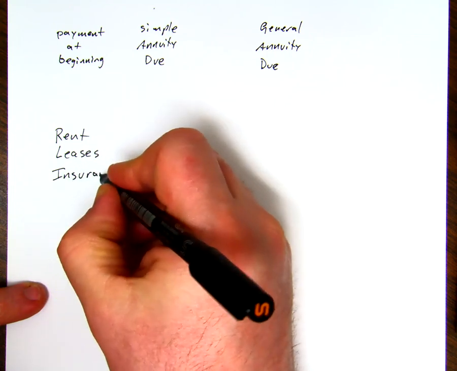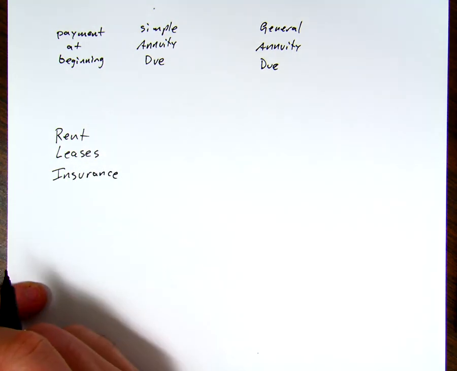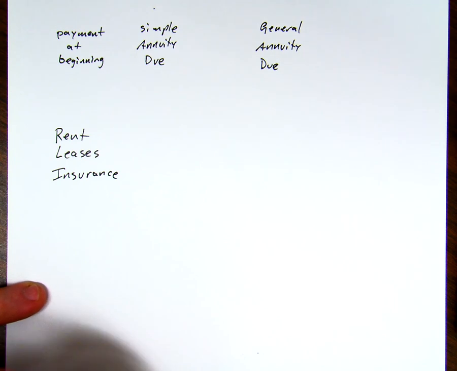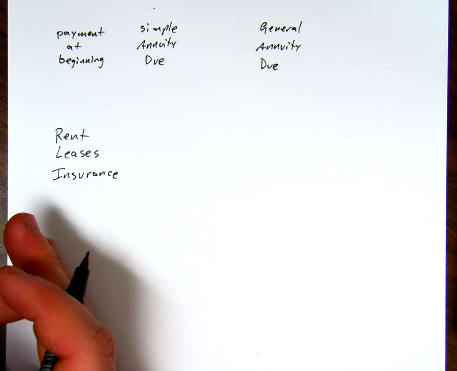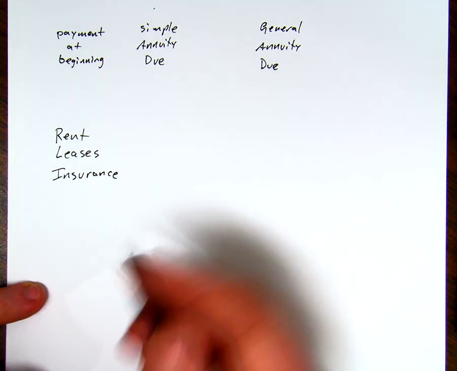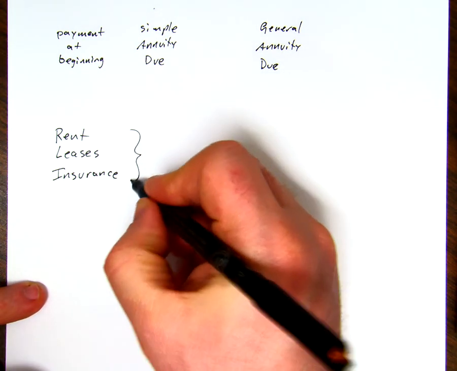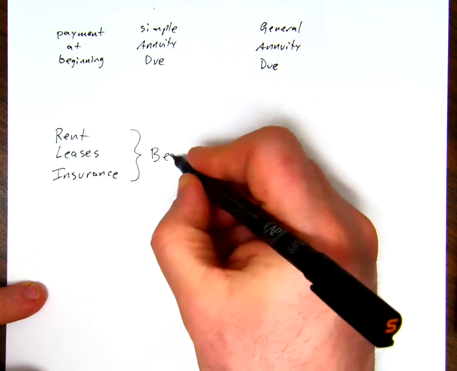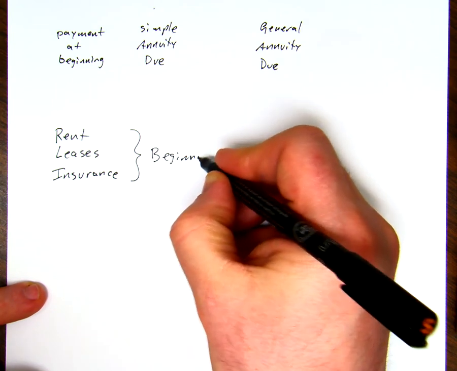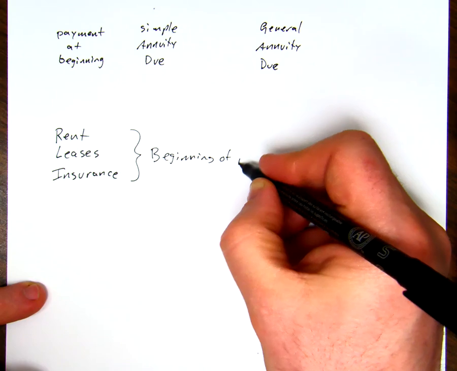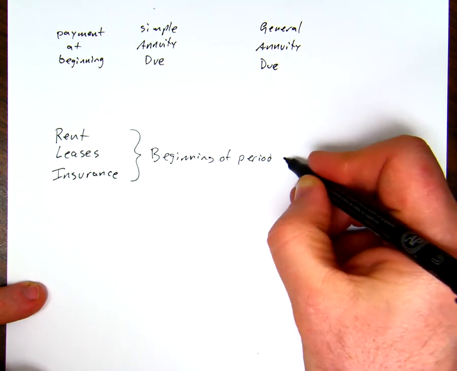Insurance. ICBC doesn't say drive your car for a year and then at the end we'll pay for the insurance. They want the money up front and then let you drive for a year. So all of these things imply a beginning of period payment.